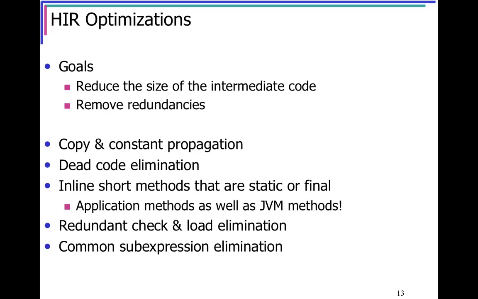So most modern runtime systems with a compiler and an optimizer will perform these 5 optimizations: copy and constant propagation, dead code elimination, inlining, redundant check and load elimination, and common subexpression elimination.